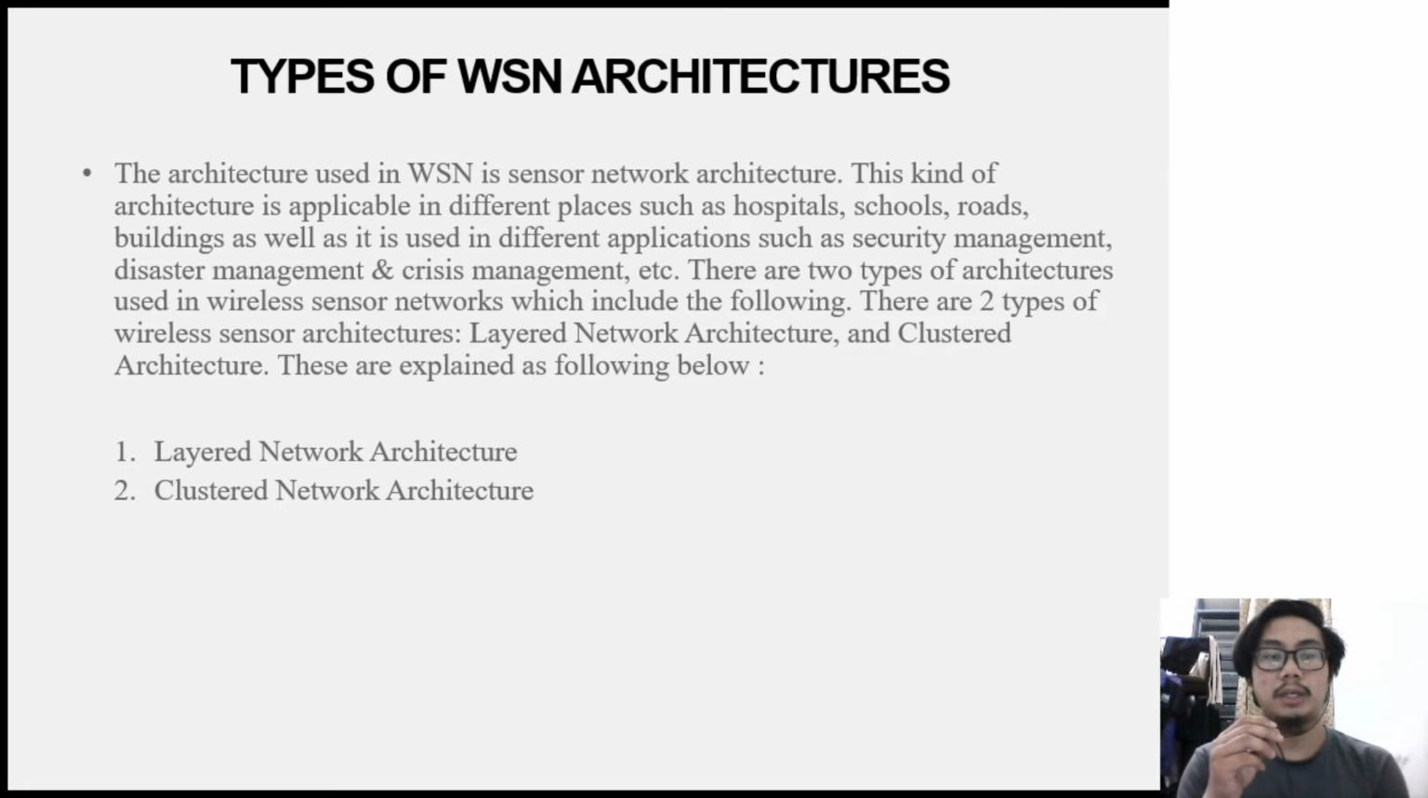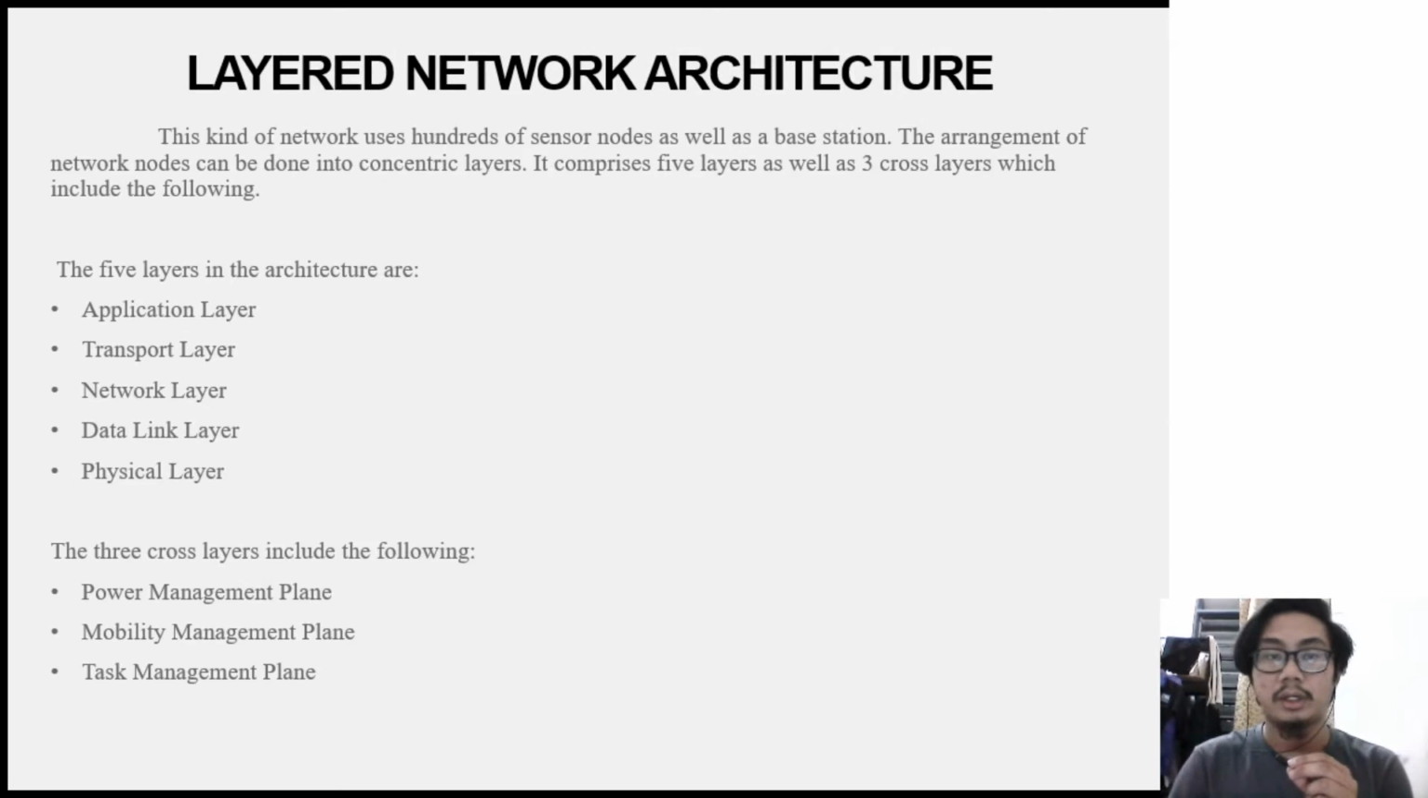There are two types of architecture, which are layered network architecture and clustered network architecture. These are explained as follows. Okay, the layered network architecture uses hundreds of sensor nodes as well as a base station. The arrangement of network nodes can be done into concentric layers. It comprises 5 layers as well as 3 cross layers. The 5 layers in the architecture are application layer, transport layer, network layer, data link layer, and physical layer.